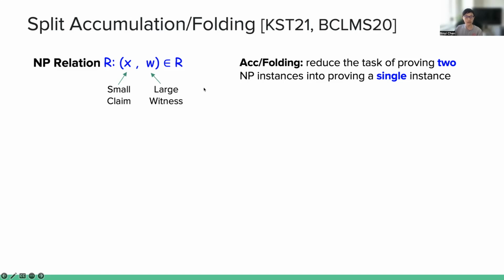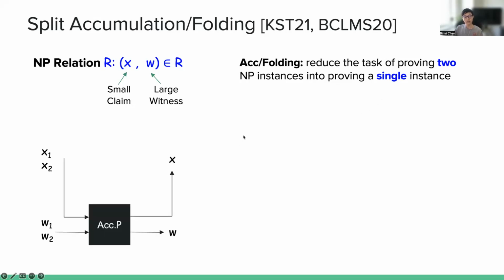The idea is the following. So given some NP relation R, which consists of some small instance part and a large witness part, the goal here is to try to do the following. Given two different instance-witness pairs, instead of directly checking that the two instances are satisfiable, we want to first reduce the task of proving two instances into one. So basically we just merge them into a single one, and now it's sufficient to just verify this single instance. And folding is exactly the intermediate step of merging these two instances. And it consists of the following three algorithms.